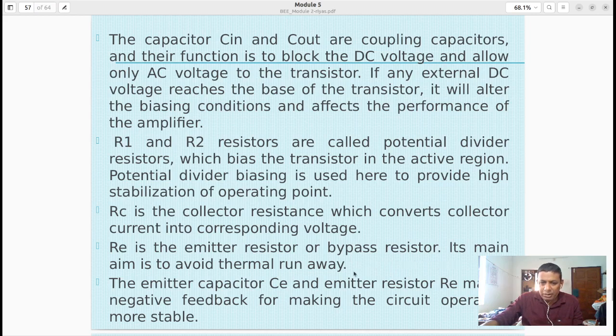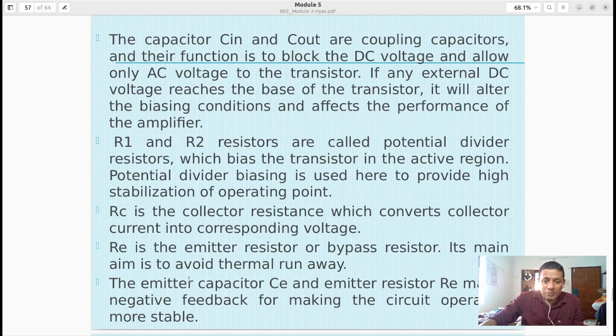Its main aim is to avoid thermal runaway. Thermal runaway means if there is no RE, the transistor may get damaged. If due to beta change, there can be a change in the IC, IC may increase. So, when IC increases, there will be an increase in the temperature of the transistor. When current increases, normally temperature increases. So, when temperature increases, IC increases again and temperature increases again. This will happen within a fraction of a second and the transistor will get burned off. That is, smoke will come. That is actually known as thermal runaway.